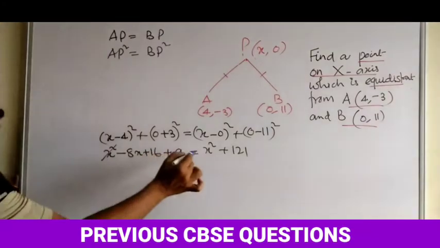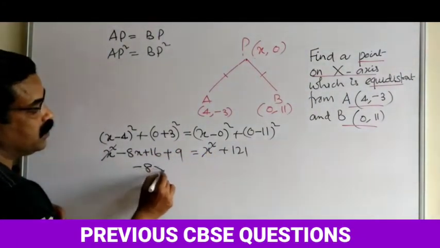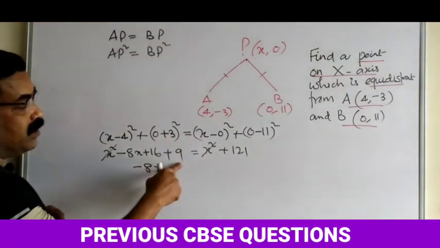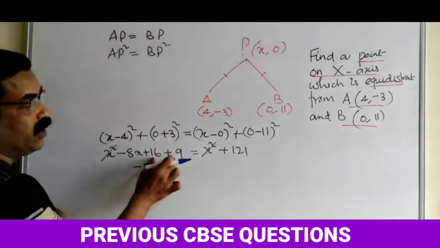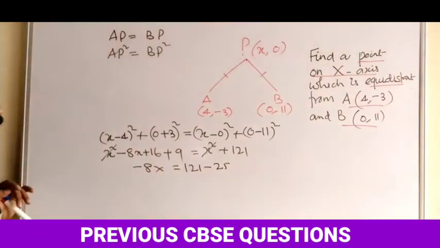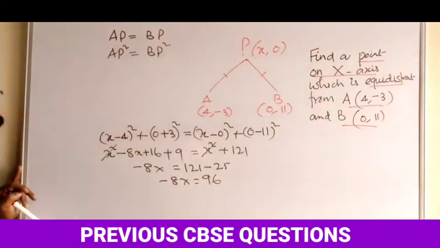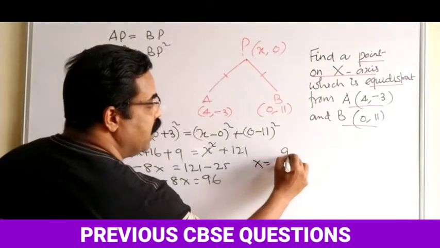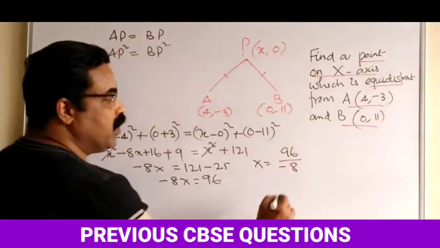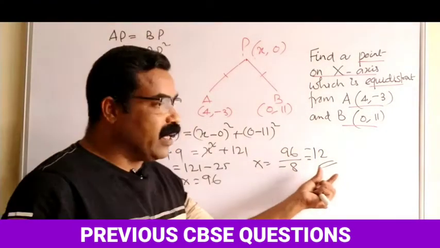Just cancel x square and x square on both sides. Here I have -8x. Then here I have 16 plus 9, which is 25. If I take this 25 to that side, it becomes 121 minus 25. So -8x is equal to 96. So x is equal to 96 upon -8. It becomes -12. So I got the x value -12.